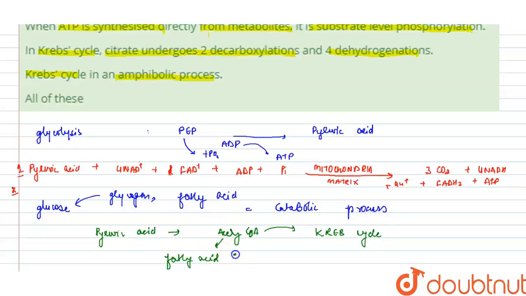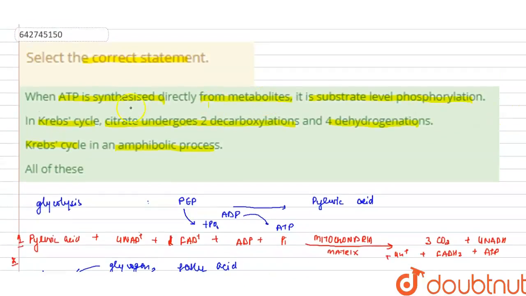And if a molecule gets converted into a larger molecule, then that process is known as an anabolic process. And hence in the Krebs cycle or in respiration, catabolism and anabolism both are taking place. Hence it is known as an amphibolic process. Okay, so over here all 3 statements are true statements. So our answer for this question is all of these.